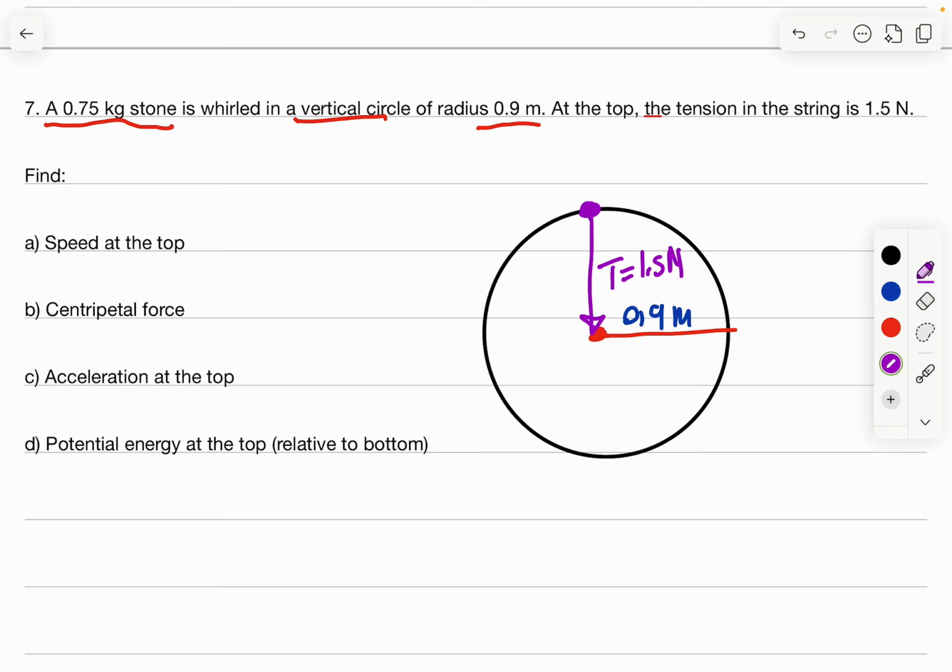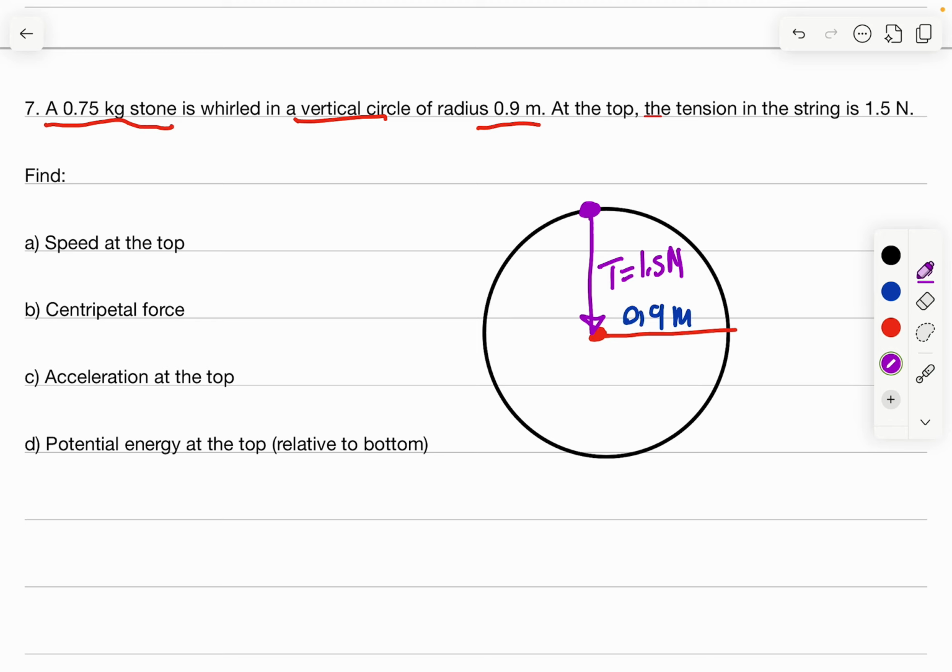At the top, they mean here, the tension of the string is 1.5 newtons. Remember, the tension is not the same at the top and the bottom. This question looks similar, 1.5 and 0.75. And then they say the radius of the string is also 0.9.